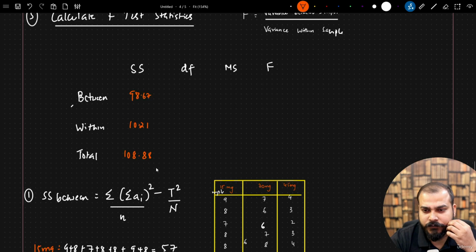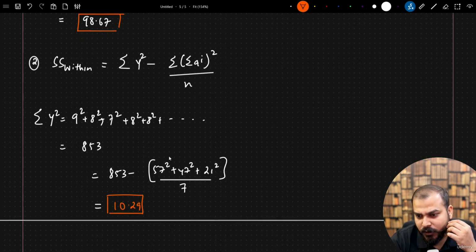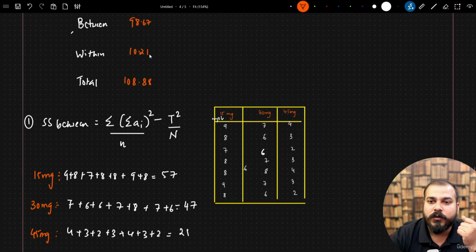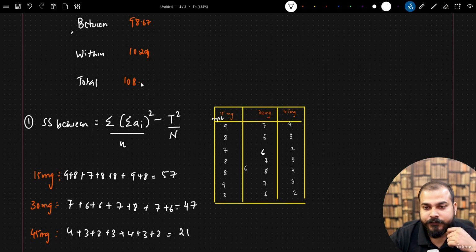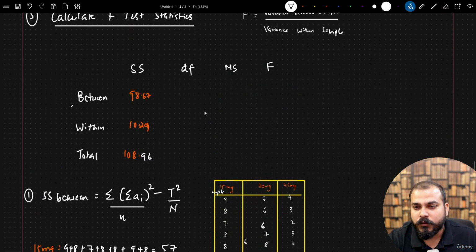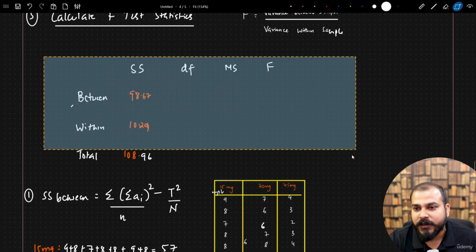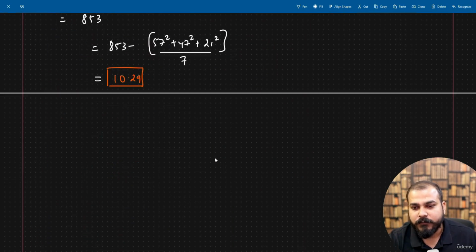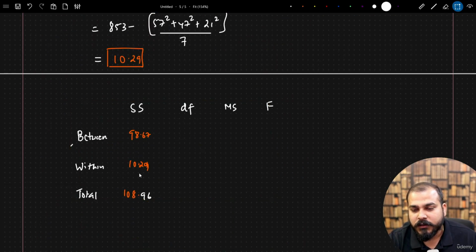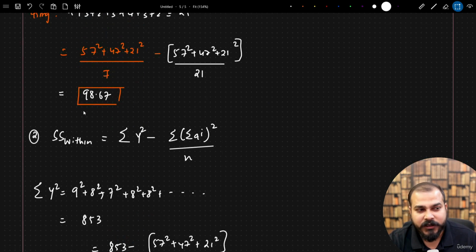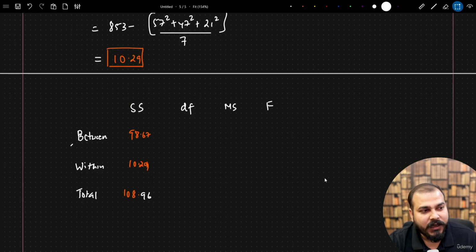So that is 10.21 or 29, sorry, 10.29. So this will be 108.96. What I will do is copy this entire thing and paste it downwards, so it will be easy for me to write it over here. Now this is done. 98.67 is one calculation, 10.29 is the other calculation, and finally I'll be able to get all these values.